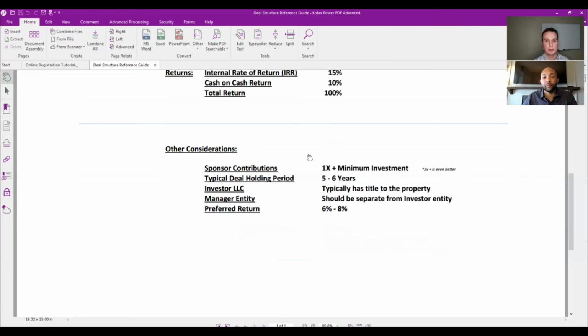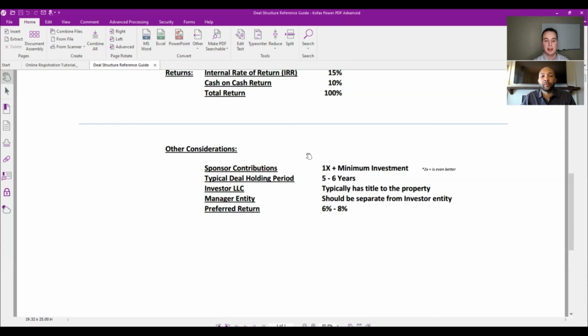So for sponsors contributing to the deal, right? Sponsors putting their own money in as a limited partner. People like to see sponsors putting in at least the minimum amount, and they really like to see them put in 2 times the minimum amount or more. It's a vote of confidence that the sponsors have a lot of faith in this property. The typical holding period is going to be 5 to 6 years.